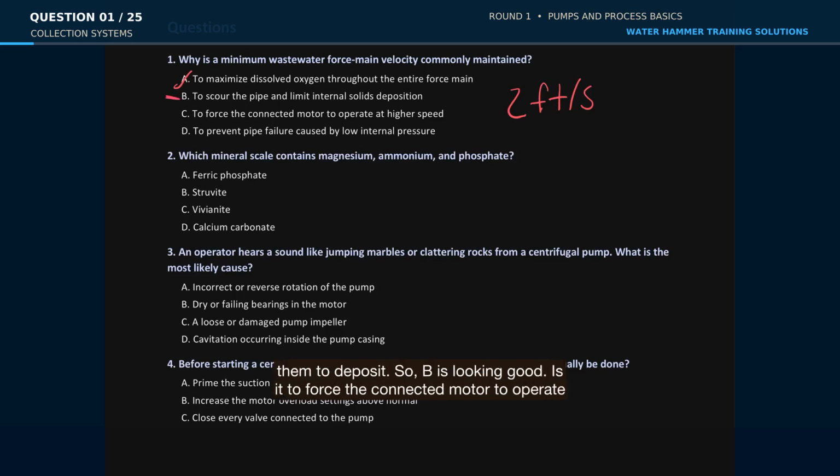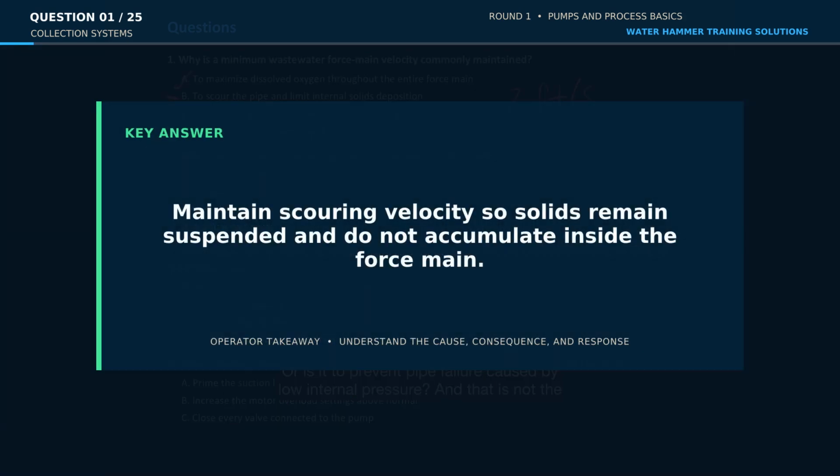Is it to force the connected motor to operate at higher speeds? No. If you operate the motor at higher speeds, then you're probably going to kill the motor after a while. So that's not the answer. Or is it to prevent pipe failure caused by low internal pressure? And that is not the case. So the answer is going to be B.